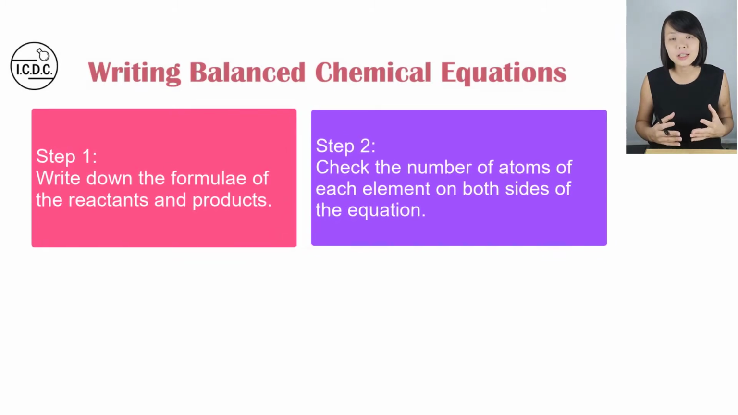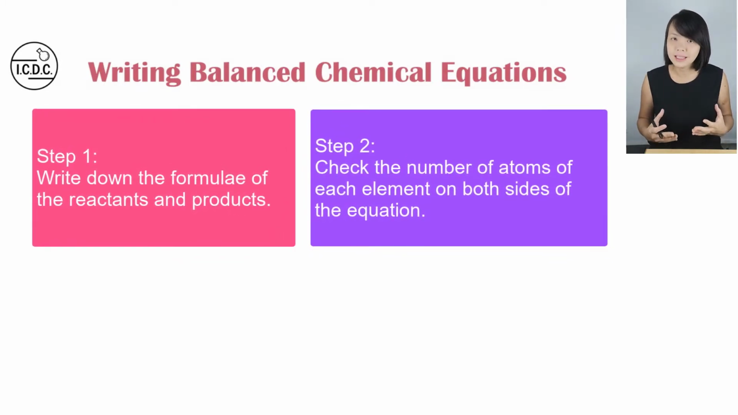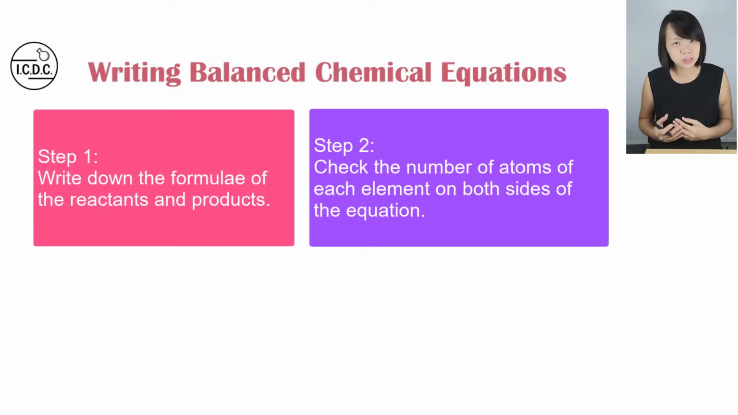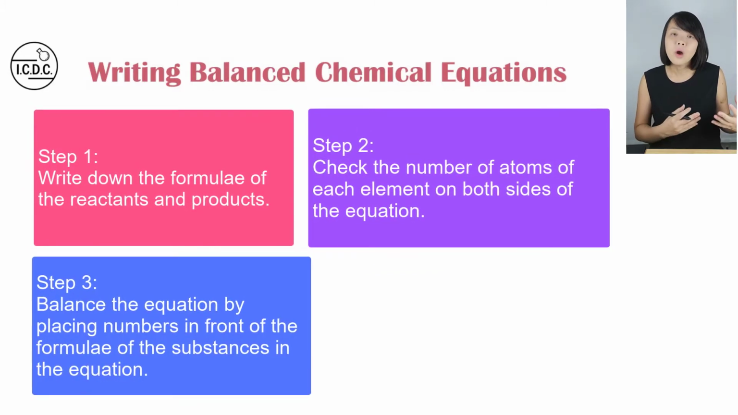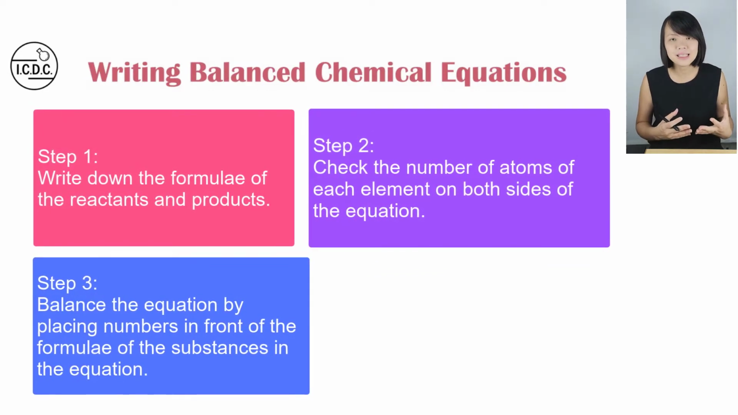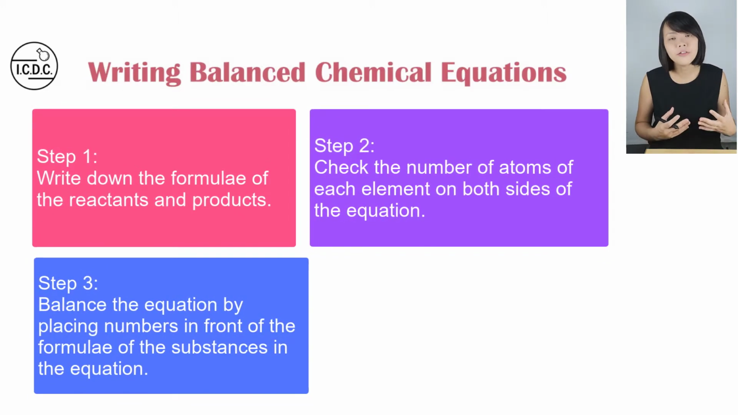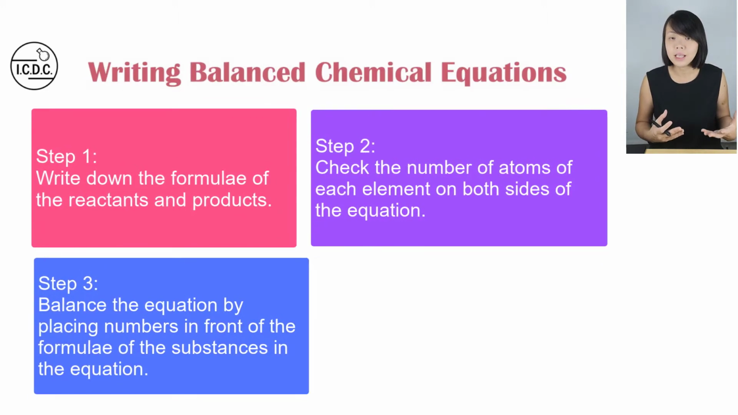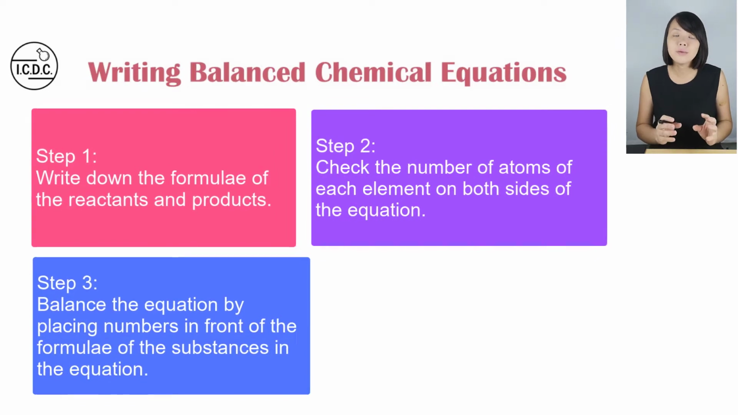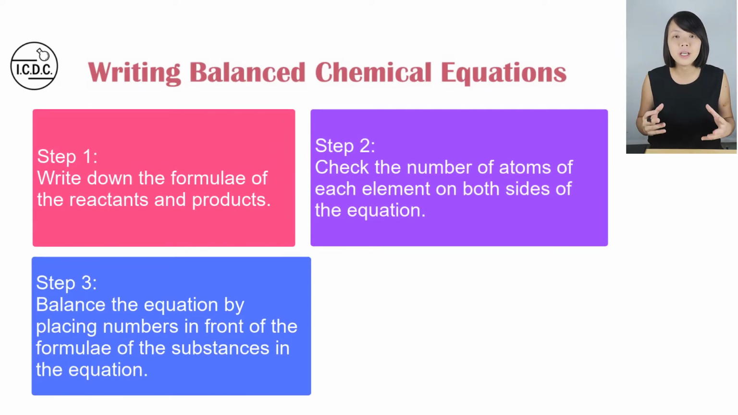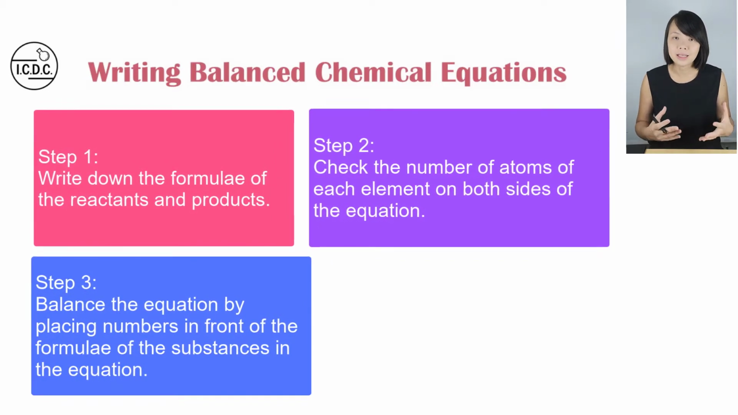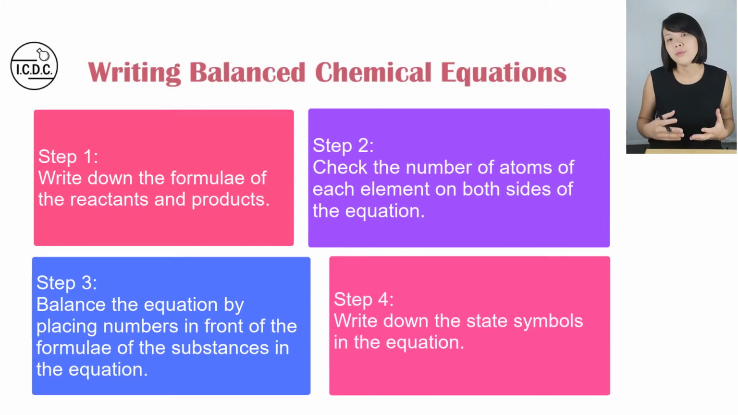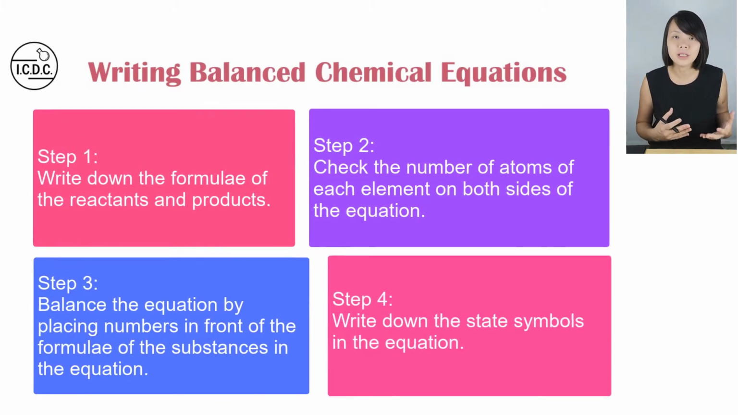If the chemical equation is not balanced, which is commonly the case, then we will need to move on to step 3. Step 3, we balance the chemical equation by placing a number in the front of the formula of the substance in the equation. When the number of atoms of each element are balanced in the chemical equation, we can move on to the last step, which is step 4. We write down the state symbols of the substance.